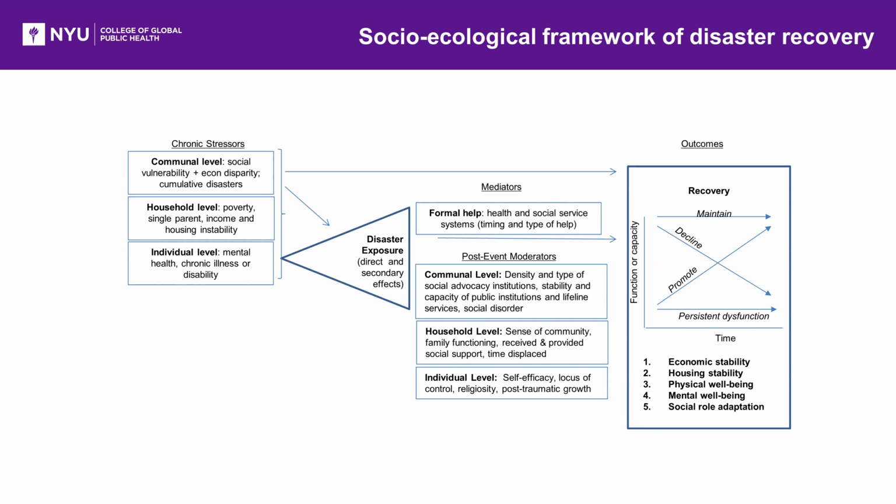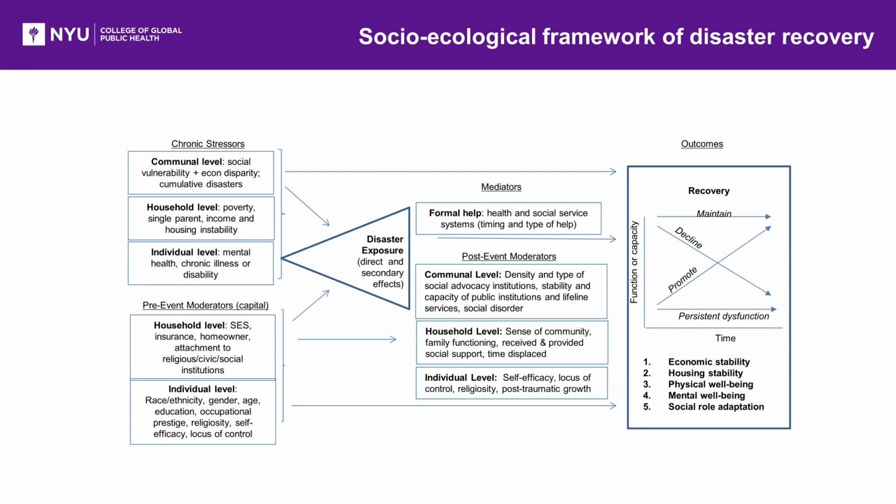You can imagine community level stressors such as social vulnerability and disparities, or even exposure to multiple disasters. At household levels, you've got poverty, single-parent households, and income and housing instability. And individual level stressors include comorbidities such as poor mental or poor physical health. There are also buffers or capitals, whether they are social or economic or human capitals, that exist prior to the event, things that are both at the individual and at the household level.